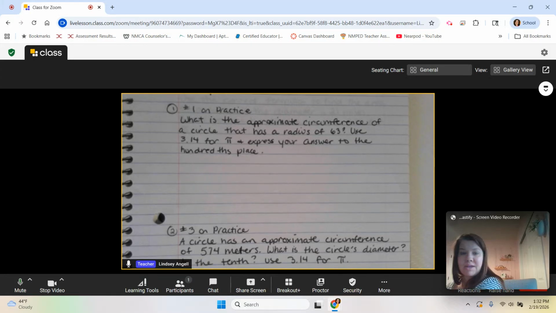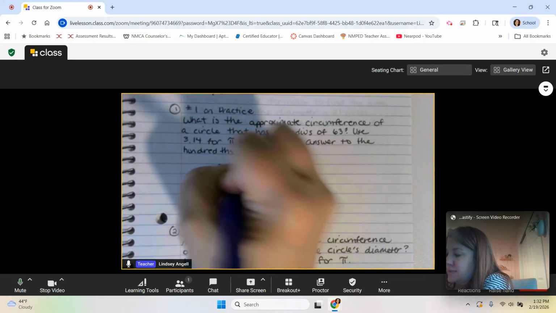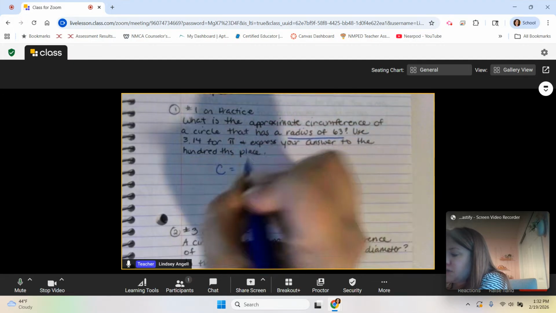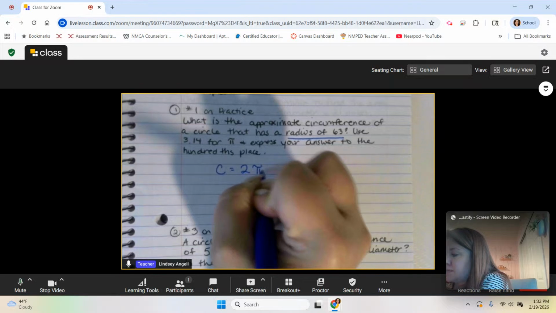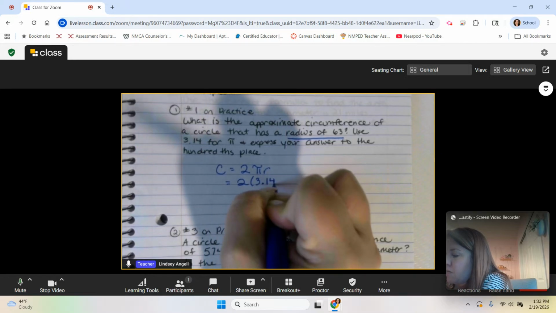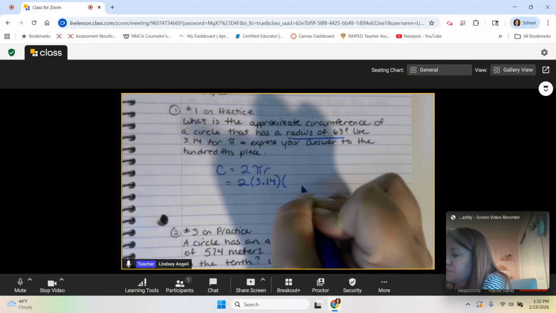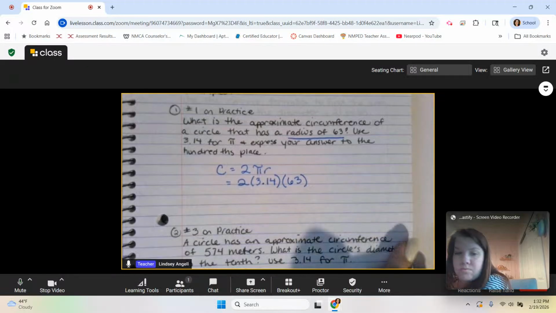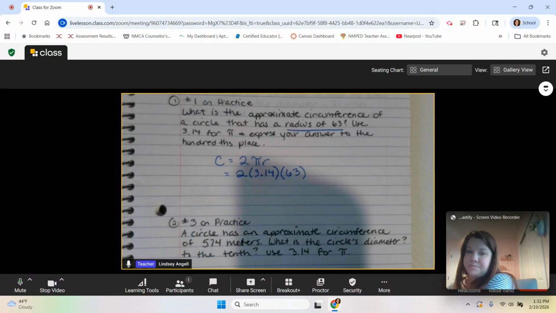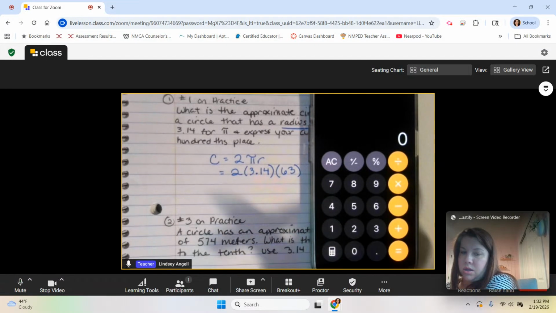So if we're looking for the circumference, remember that circumference is equal to, and we're given a radius of 63, so 2 times pi times the radius. So we can say 2 times 3.14 times 63. Okay? Now with multiplication like this, you can do it in any order. If you want to do 2 times 3.14 first, you can. If you want to do 2 times 63 first, you can. It doesn't matter. All right? So I'm going to use a calculator.